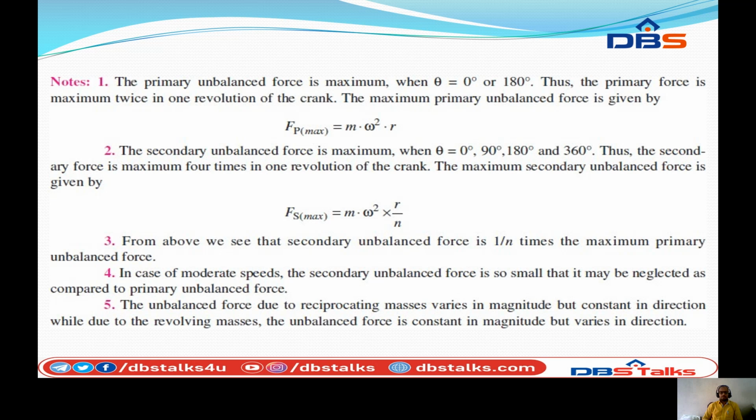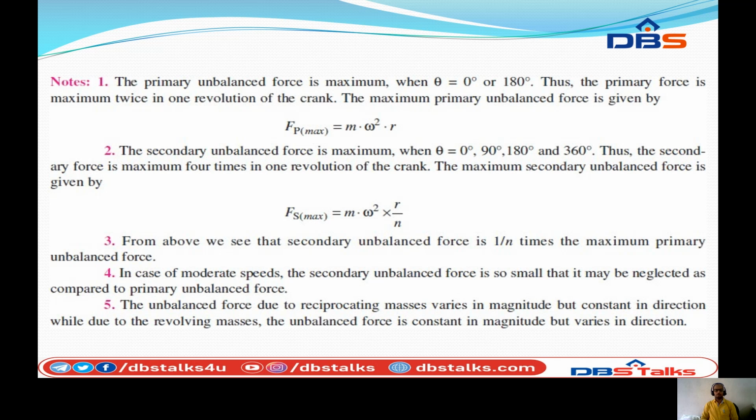Then what about the secondary unbalanced force? The secondary unbalanced force is maximum when theta is equal to 0, 90, 180, 360, since the angle is multiplied by 2 in cos 2 theta by n. So 0 into 2 is 0, 2 into 90 is 180, 180 into 2 is 360. That is the same thing we need to apply here. Thus the secondary force is maximum 4 times in one revolution of the crank. The primary force is twice.